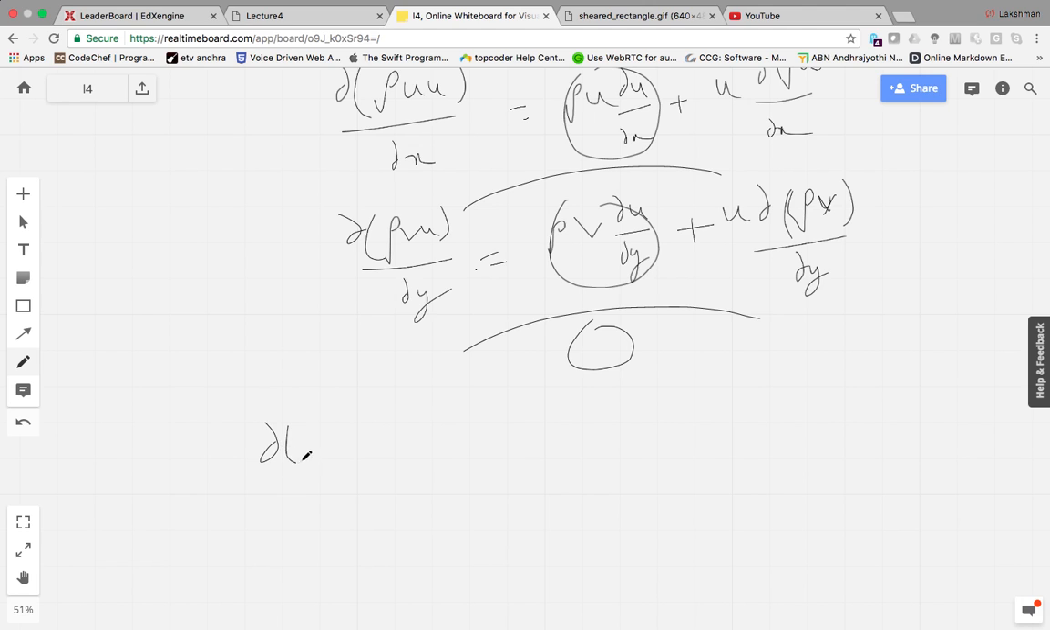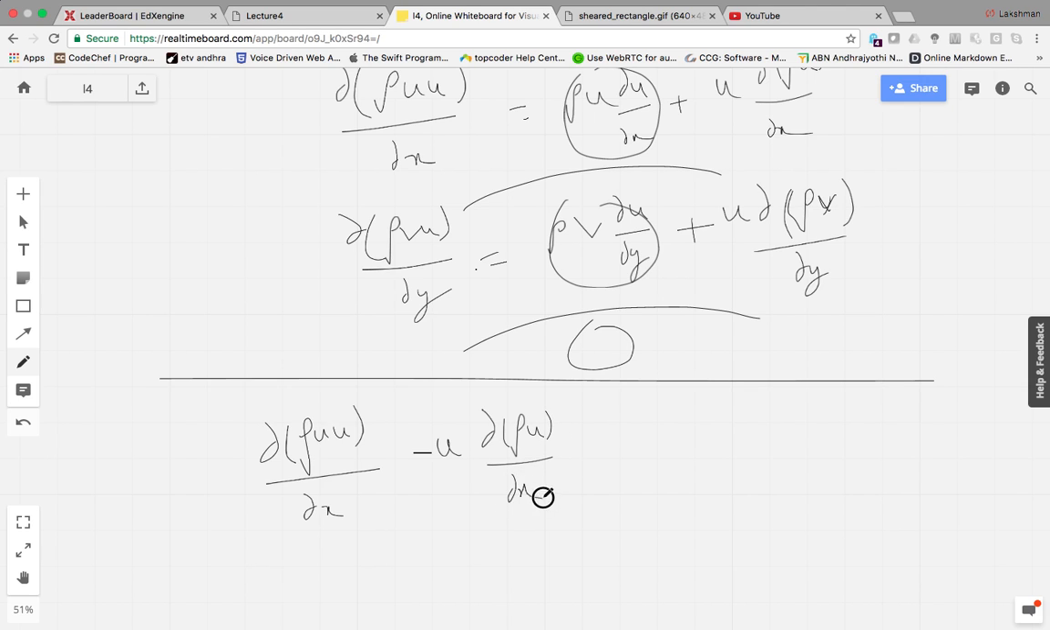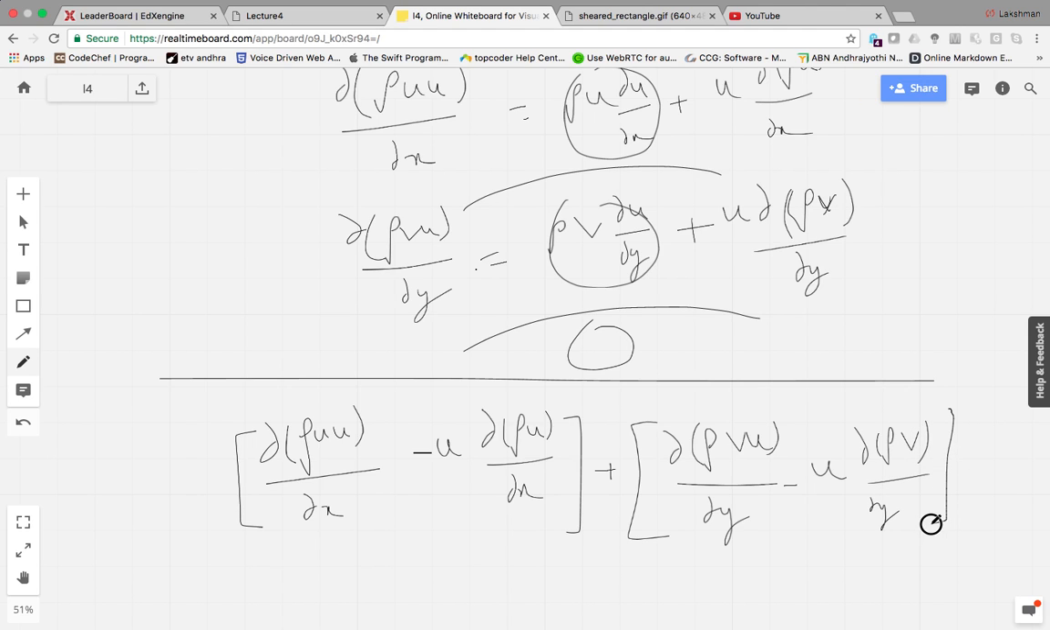del of rho u by del x minus u del rho u by del x, this is one term you will get, plus del of rho v u by del y minus u del rho v by del y, this is another term, plus similarly for the z axis you will get del by del z of rho w u minus u del by del z of rho w. That's what you will get.